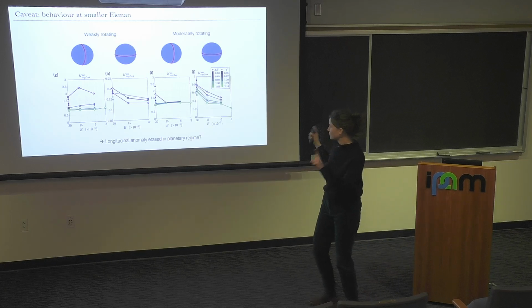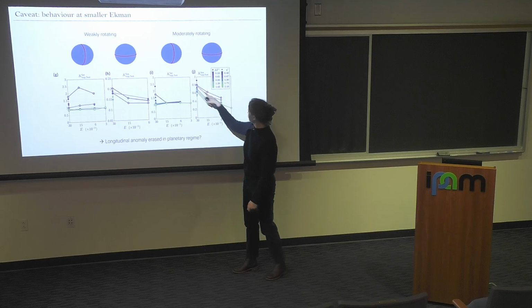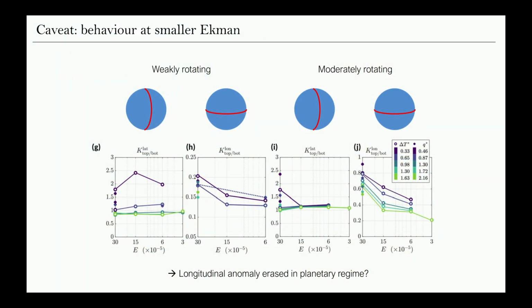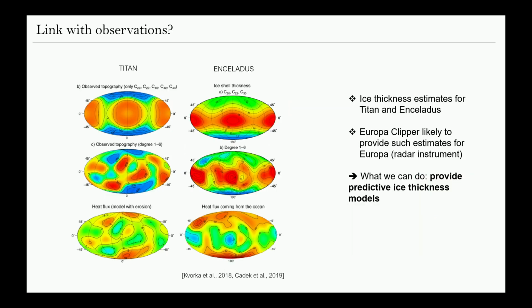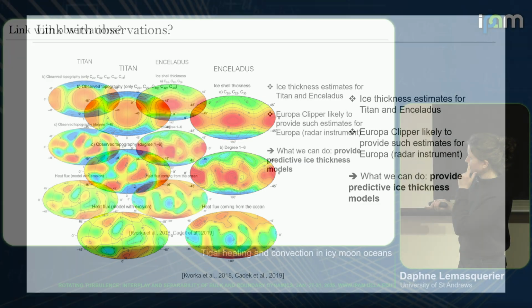So it's not the case for the longitudinal anomaly. It decreases as you decrease the Ekman number. So it just seems to say that, as you go towards a more planetary relevant regime, the anomaly in longitude could be erased at smaller Ekman numbers. So the latitudinal one seems to be robust, not the longitudinal one.